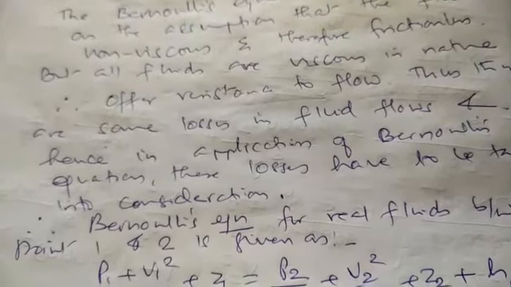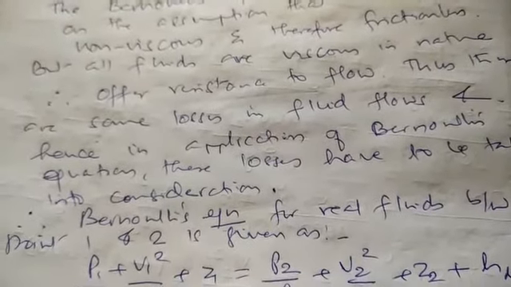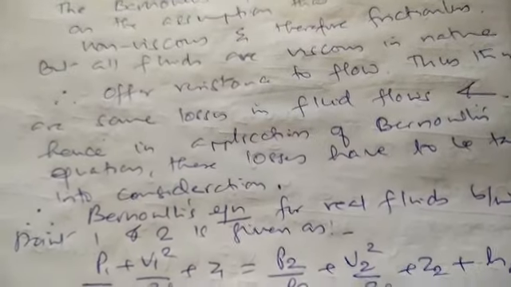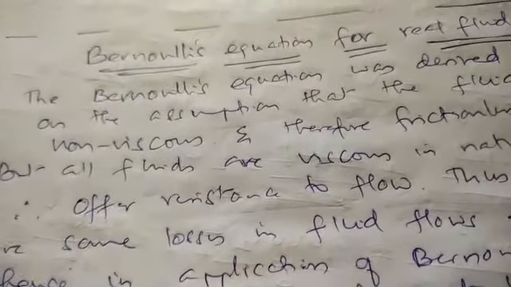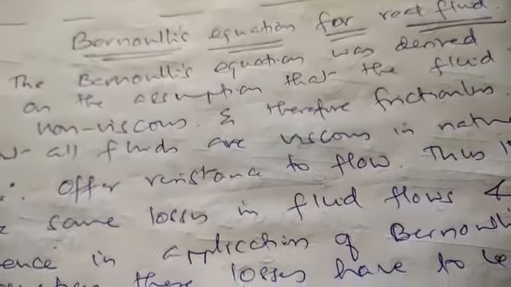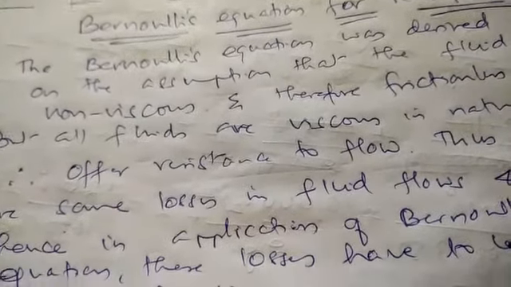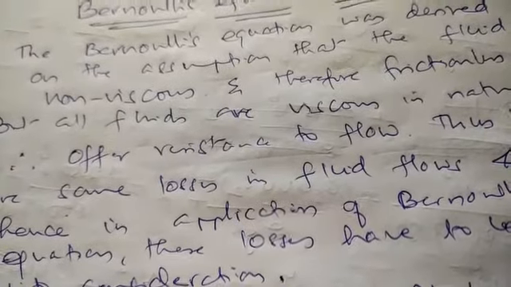Therefore, because of the resistance offered by the fluid, because they are viscous, there will be some losses in the fluid flows. And here, in the application of Bernoulli's equation to this particular real fluid case, we are considering the losses that take place during the fluid flow. In the first case, where we solved Bernoulli's equation, that was only for the ideal condition, assuming that the fluid did not have viscosity and therefore did not offer resistance, and was frictionless.